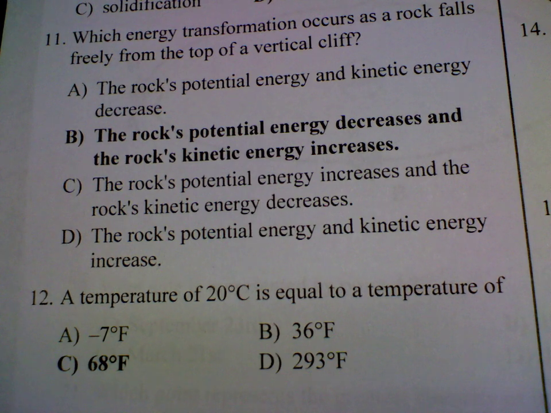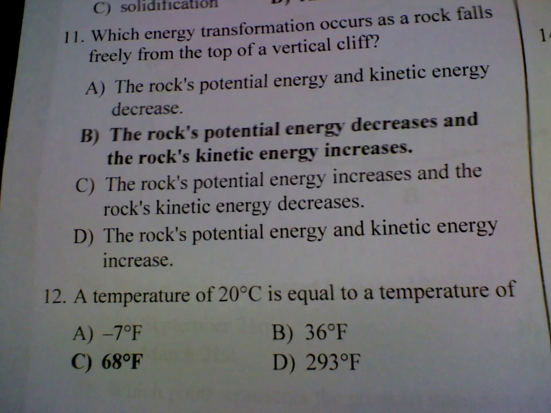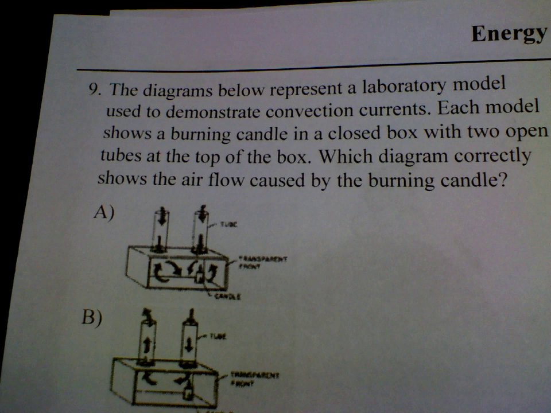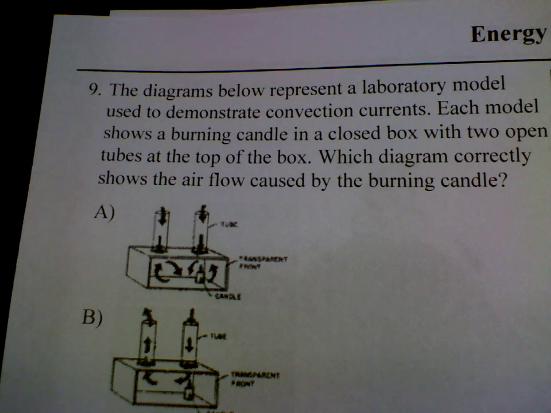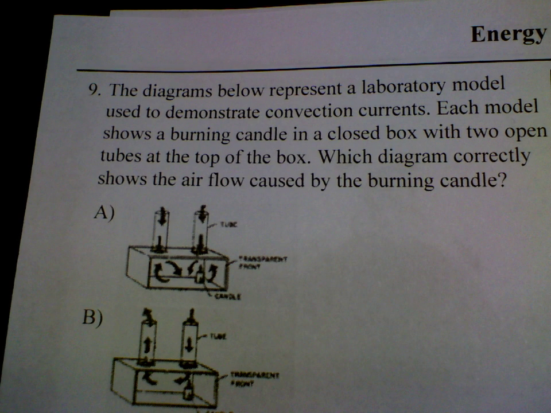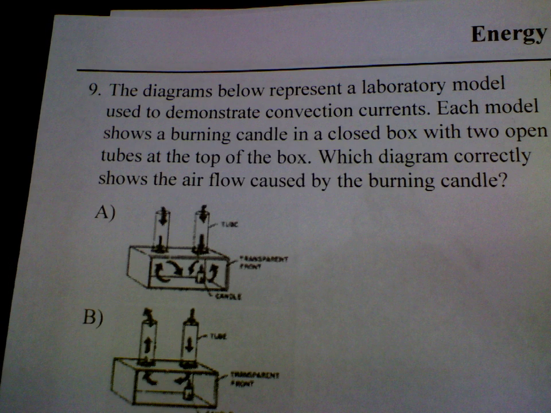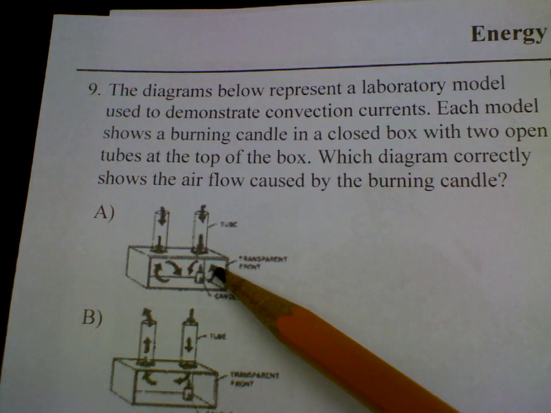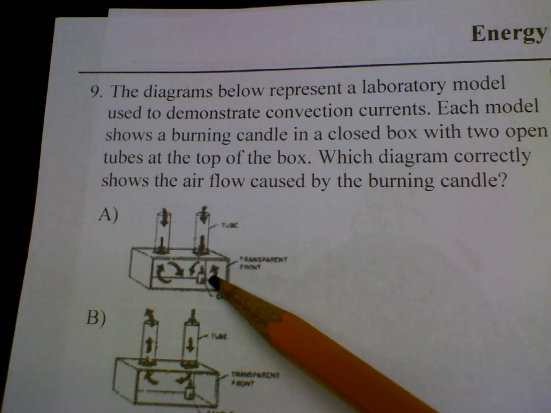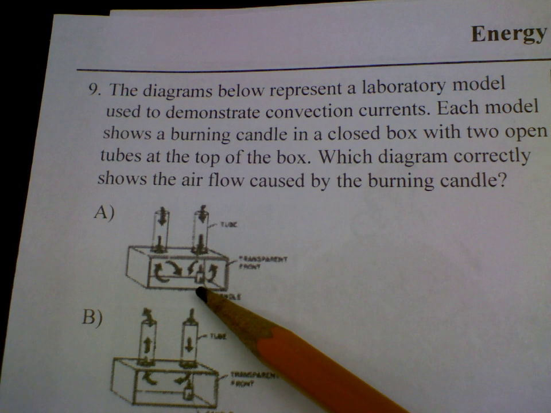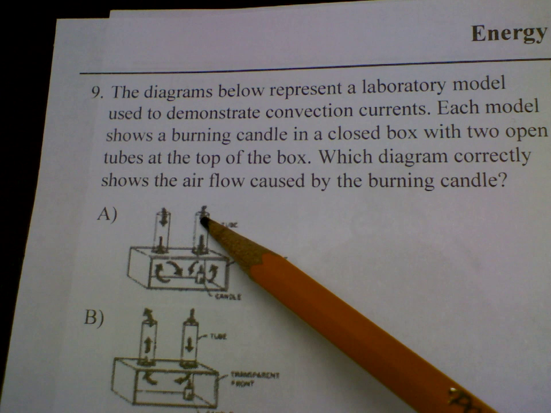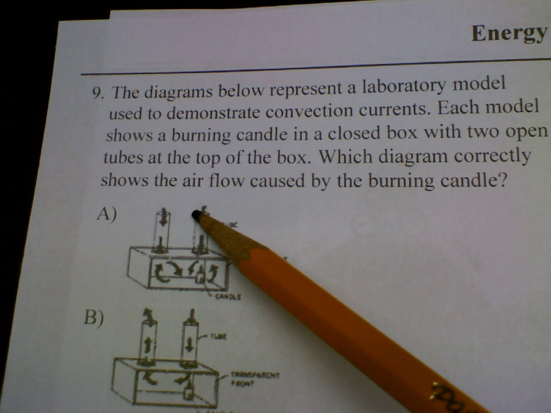Number 9. We go to number 9 on the top of the next page, and the diagram below represents a laboratory model used to demonstrate convection currents. They show a burning candle in a closed box with two open tubes at the top of the box. Which diagram correctly shows the airflow caused by the burning candle? Well, if you take a look, the candle is on the right side. So if it's on the right side, the energy should be moving upward on the right side and then going out.